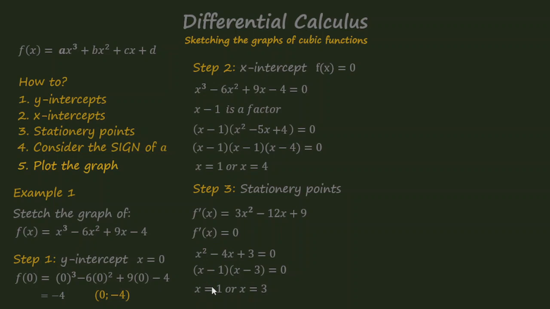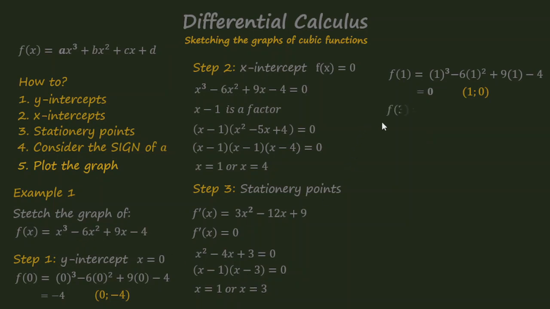Now you take each one of these values of x and substitute in the original function f(x). We will start with x equals 1. When I substitute x equals 1 in f(x), I get 0. So that means when x is 1, y is 0. That will be my first turning point, (1, 0). Then I substitute x equals 3 in f(x).